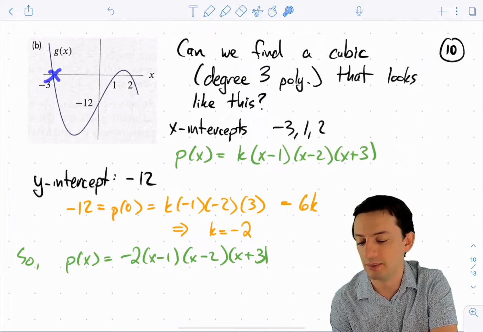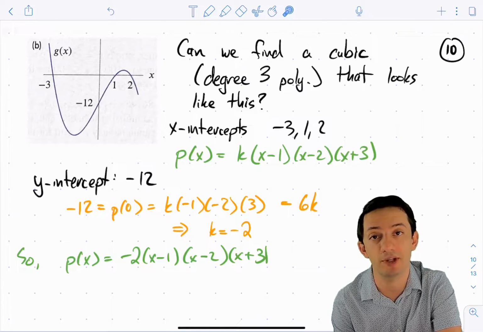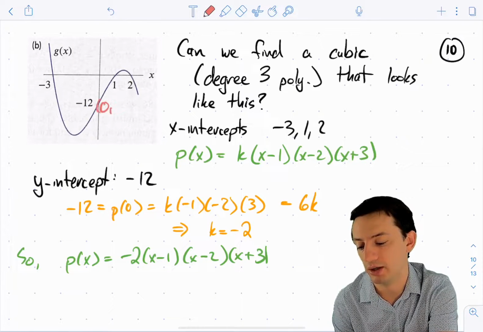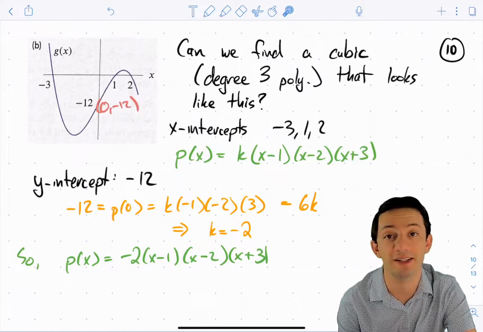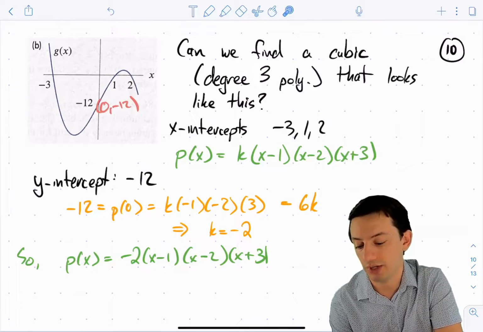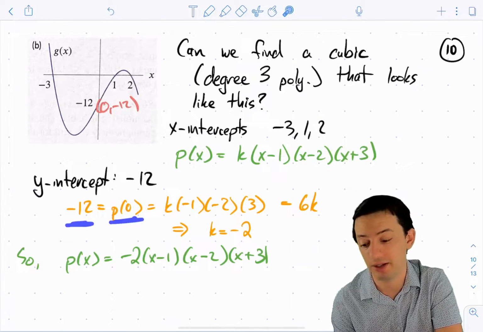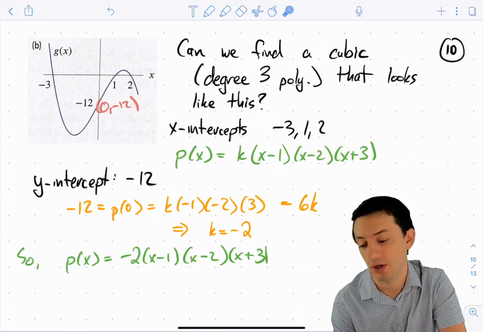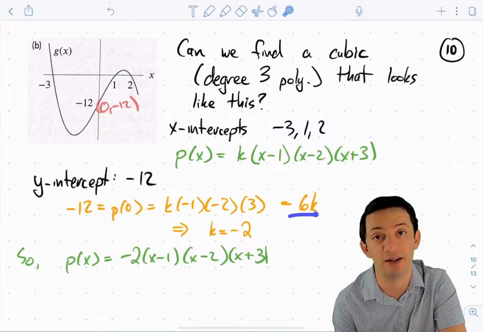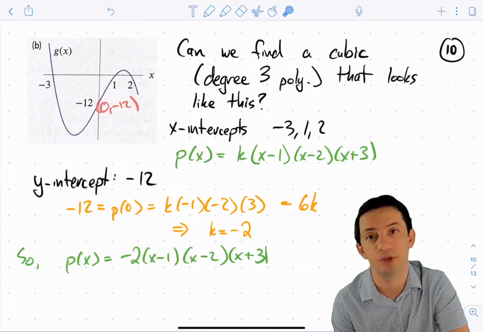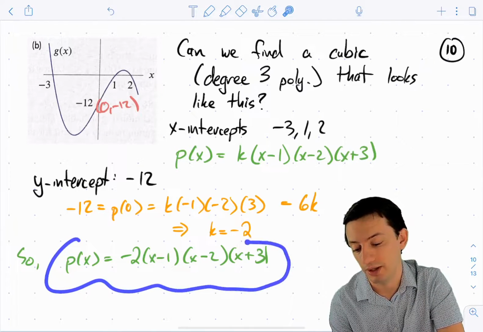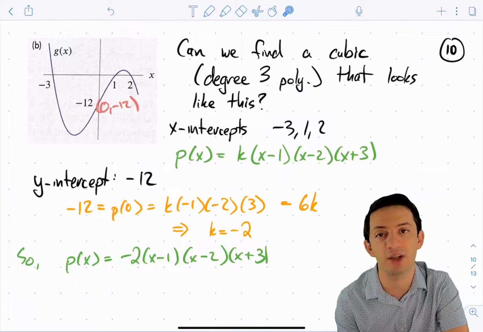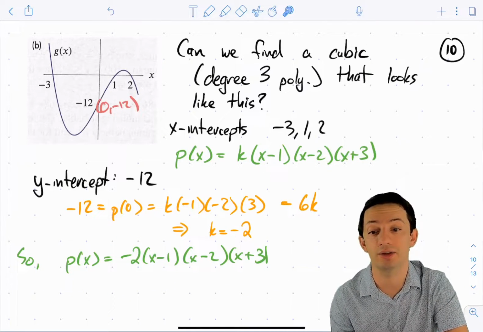So we used that intercept, and that intercept, and that means the only information we have left to try to use is the y-intercept. So this y-intercept, this is the point (0, negative 12). That means when I plug in 0, I need to get negative 12. So negative 12 equals p(0). When I plug in 0, I get k times negative 1 times negative 2 times 3, which is positive 6k. So negative 12 equals 6k, and if I divide the 6 over, that means k equals negative 2. So that's the answer, and we just plug it in. Our polynomial is negative 2 times (x minus 1) times (x minus 2) times (x plus 3). So same basic logic as the last one, except this one was degree 3 instead of degree 2.